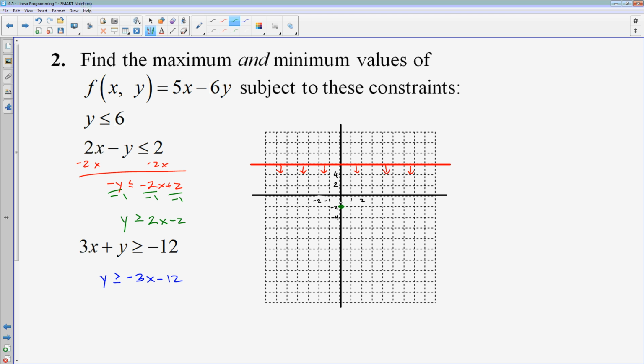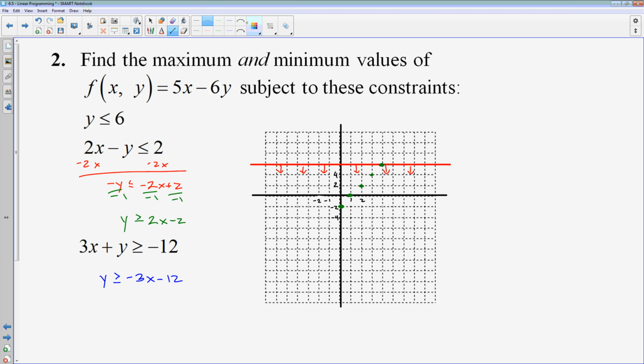So if I go up 2 over 1, it's actually going to look like this. Then I go up to 2 over 1. Up to 2 over 1. And that's because I changed the scale on my y-axis. So up 2 over 1. And there's what that line is going to look like.